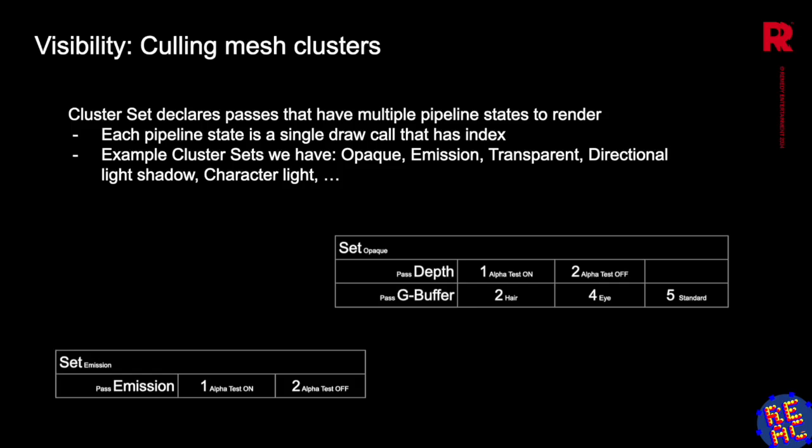Geometry buffer filling is a bit more complex as it has 3 buckets: hair, eye, and standard. Every cluster that contributes to opaque rendering is also going to belong in one of these 3 buckets. So you can have a hair material that is either alpha tested or not, and so on. The example below is even simpler. The emission cluster set is only used by materials that are emissive, and there are only 2 buckets to choose from.